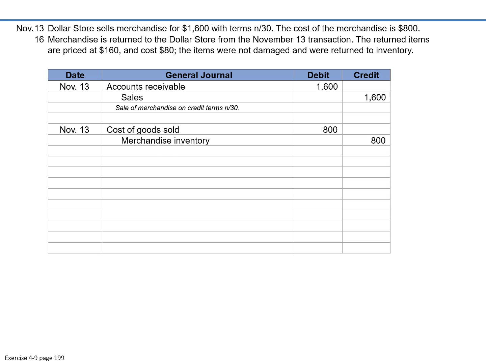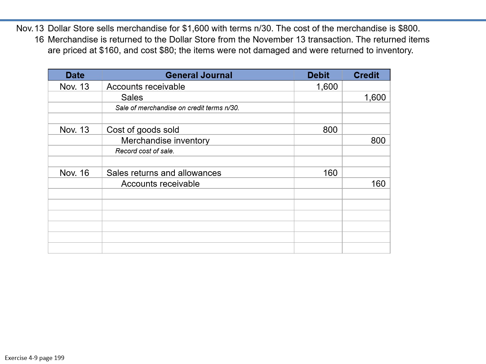And then on the 16th, the merchandise is returned to the Dollar Store from the November 13th transaction. Returned items are priced at $160 and cost $80. They were not damaged, so they were returned to inventory. So we need to record our sales returns and allowances, which is a contra revenue account. We increase contra revenue accounts with debits for $160. That's the sale price of the goods. And then we're going to reduce our accounts receivable with a credit of $160.